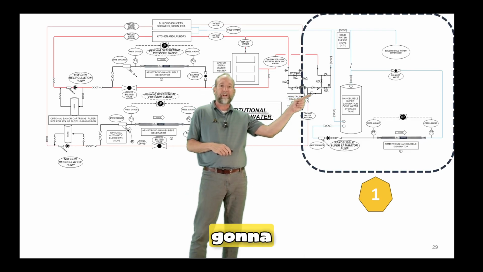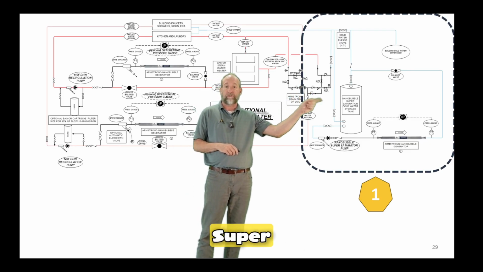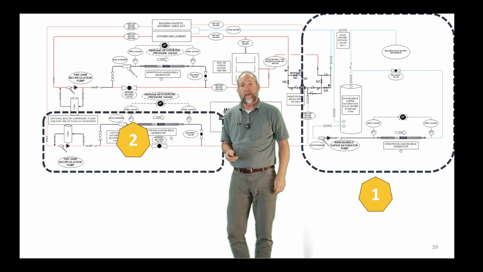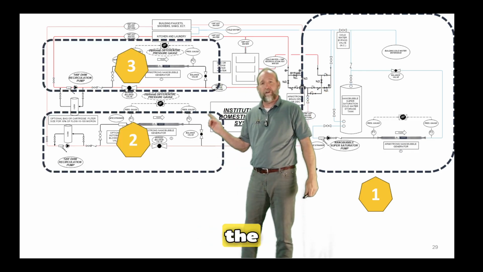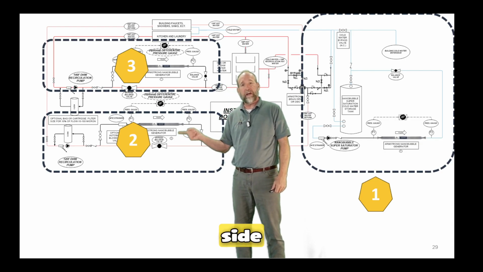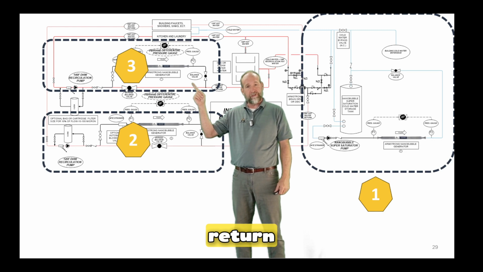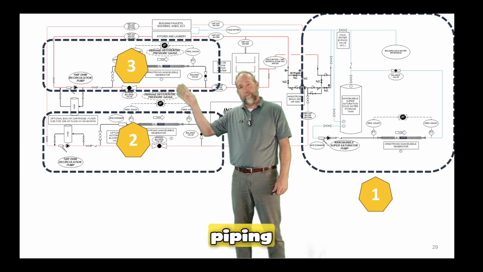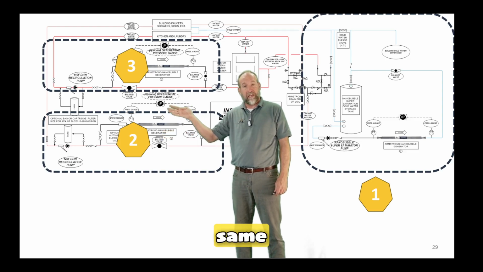The first system we're going to talk about is the supersaturator system. Again, this is designed for the cold water inlet. The other two systems we're going to talk about are the domestic hot water recirc return on the 120 degree side and also the domestic hot water return on the 140 degree. We'll just talk about one of them because essentially the piping on them is the same, okay?